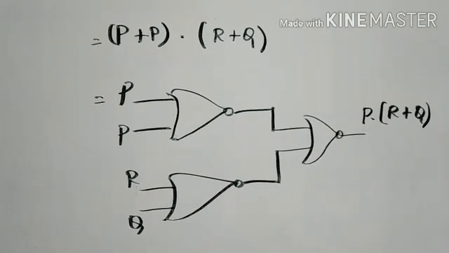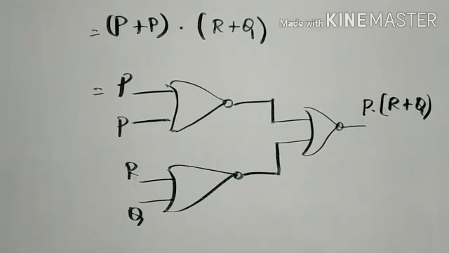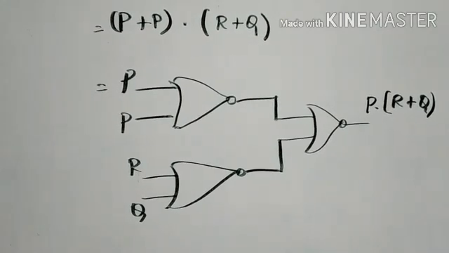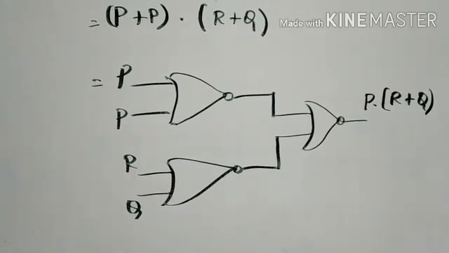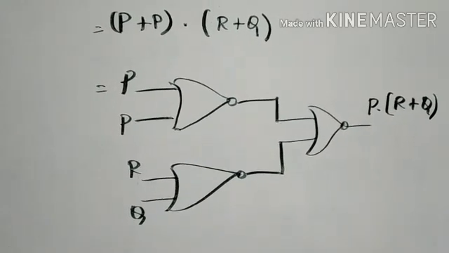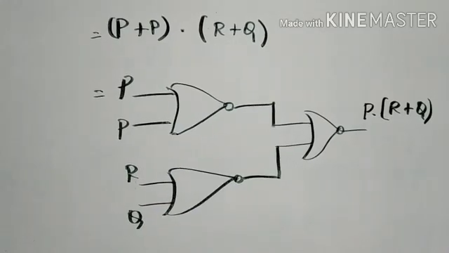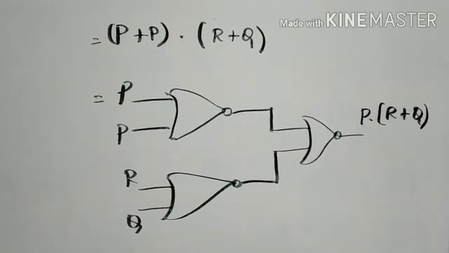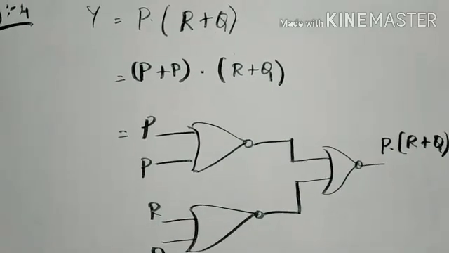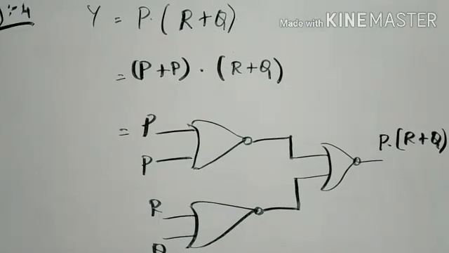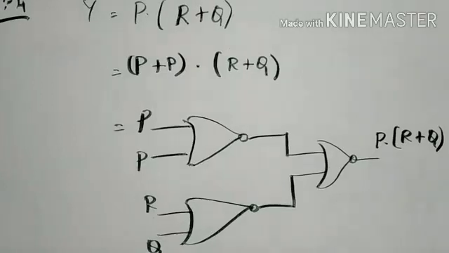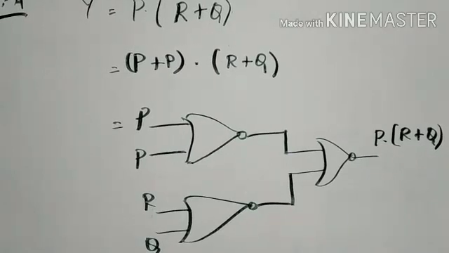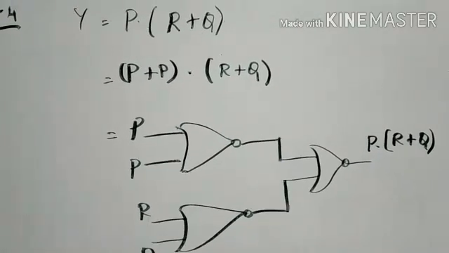Now we are implementing that expression in terms of NOR gate. So P and P are the inputs of the first NOR gate and R and Q are the inputs of the second NOR gate. Then these two outputs are connected to our third NOR gate. So our final output will be P into R plus Q. That is our given function. Hence finally we are obtaining our given function, right? So to implement the given function, the minimum number of NOR gates required is 3, right?